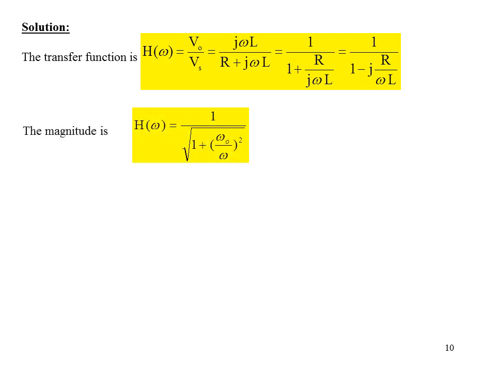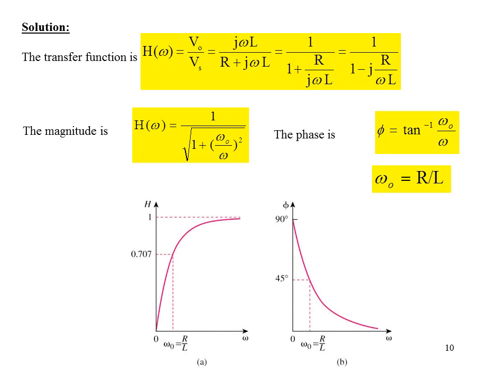And the magnitude plot is 1 over the square root of 1 plus omega naught over omega squared. And the phase plot is simply arctangent omega naught over omega. And omega naught is equal to R over L. Looking at the magnitude and phase plot, the magnitude starts from 0 and ends at 1. And the phase plot starts at 90 and ends at 0.